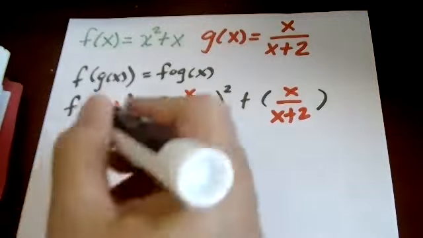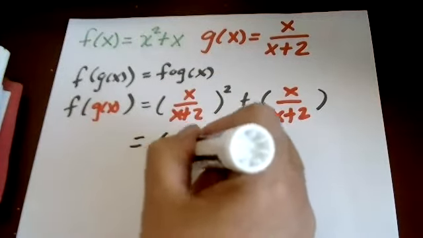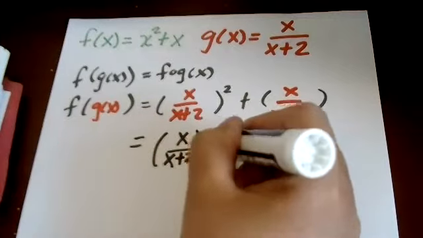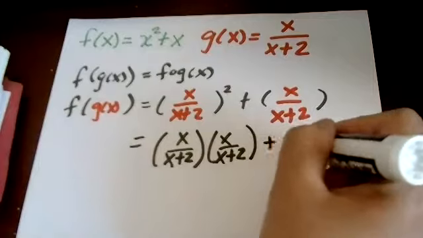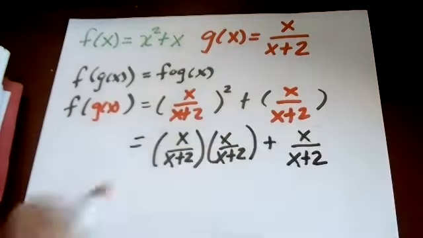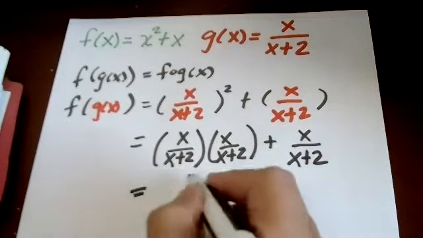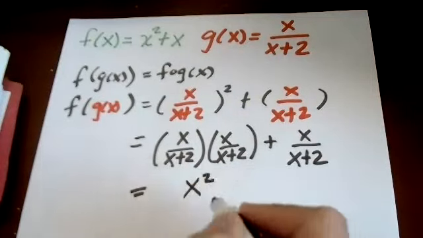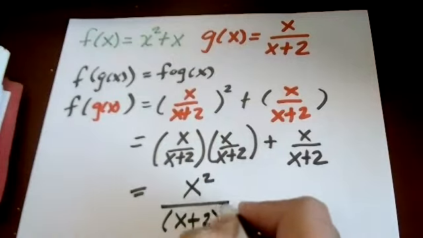So notice with this first one, I have to have x over x plus 2 squared. Order of operations tells me that I do the exponents first. So x over x plus 2, I multiply the numerators to get x squared, and the denominators to get x plus 2 squared.